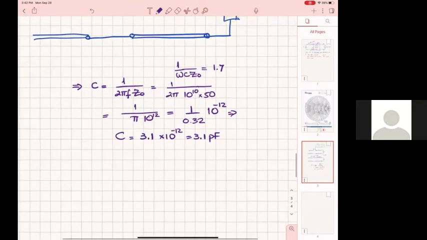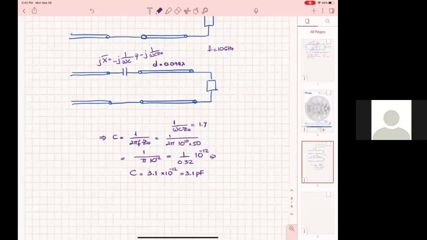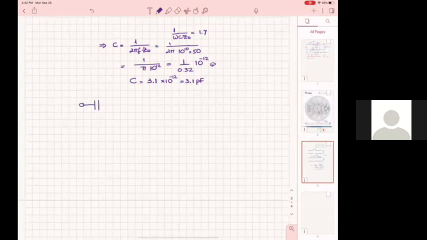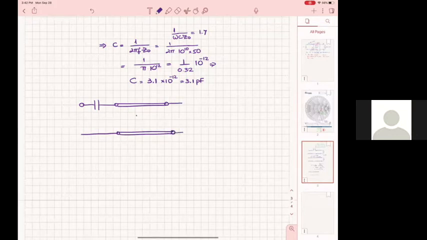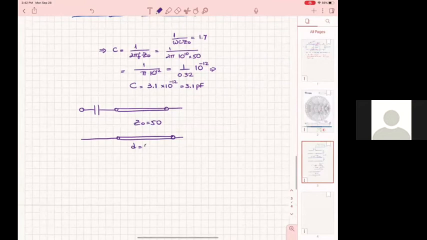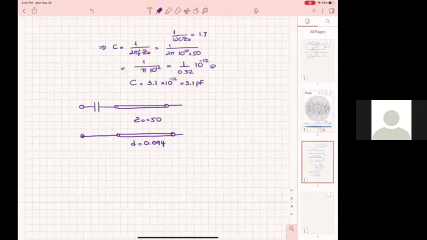Okay, so now I have that, and I have a distance 0.094. So now what you have given me is a capacitance in series with the transmission line, 50 ohms, and I have its length. That's my matching network. Okay, and now what I want you to do is to find its ABCD matrix. So I put that in a square.